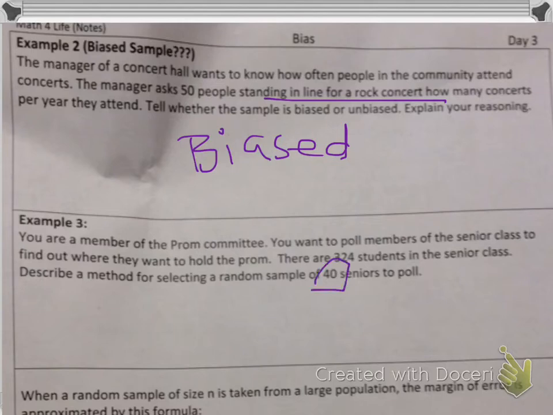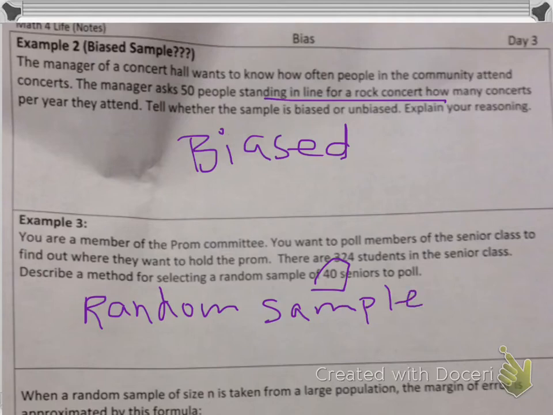So we want you to decide how you can select 40 seniors out of the 324 without being biased about it. So really what we're going to do is refer to some of those methods that we learned yesterday. I think one of the best ways to do this would be a random sample. So if we did a random sample, how could we do that?